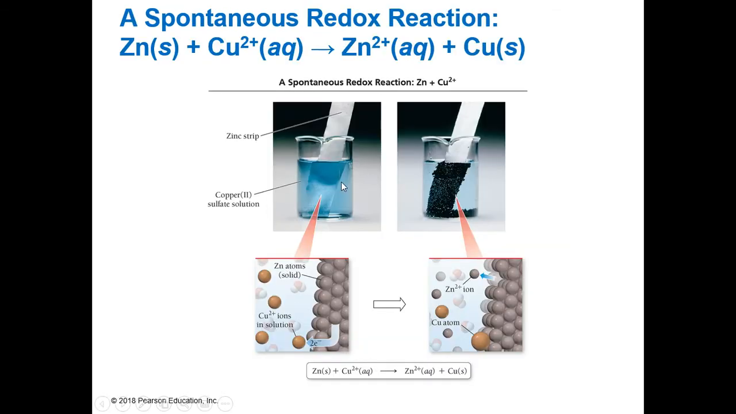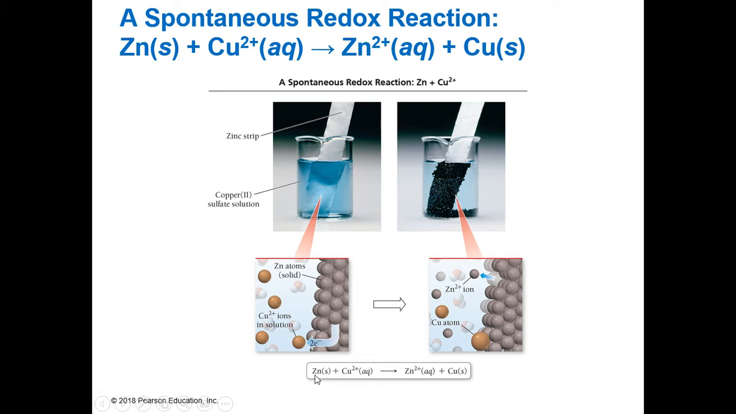Here's a spontaneous reaction. So if we took zinc solid, and we put it in a solution of copper(II) sulfate. As you can see, copper(II) sulfate is blue in color. That's what copper ions look like. They're blue in color. What is happening? Well, over time, it looks like this. So what happened? Well, let's look at the reaction.